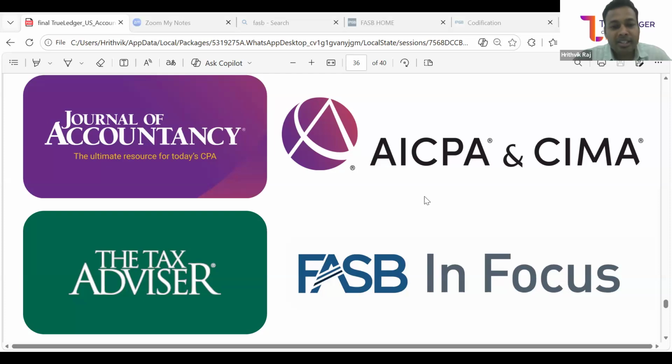So there are certain recommendations, like a reading path for Indian CAs advising US-bound clients. Start with the Journal of Accountancy, do a deep dive into the Tax Adviser, and start updating yourself. Subscribe to the FASB In Focus newsletters, then go into the industry publications also. Read those and you'll get much better insights about the industry in which you're operating.